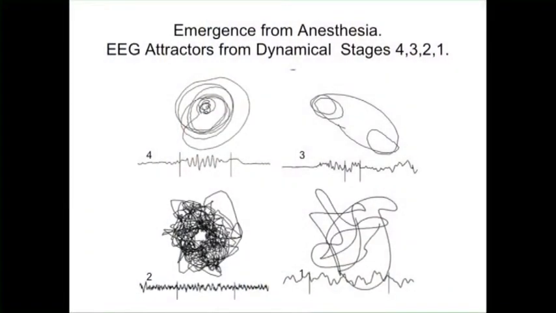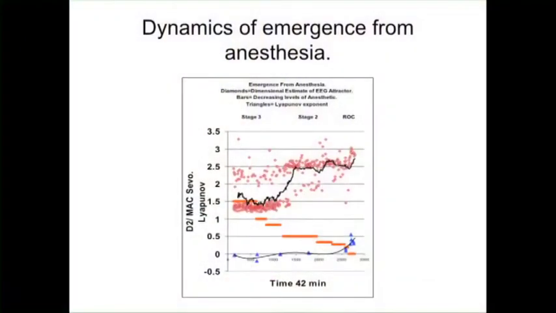Now, the transition from 3 to 2, from the periodic attractor to the toroidal attractor, we plotted it in a patient who was waking up very slowly. The little pink dots represent the attractor dimension measured every 3 seconds. The orange bars represent the level of the anesthetic in the bloodstream. And you can see that as the anesthetic diminishes gradually, there is a sudden, nonlinear, big increase from 1.5 periodic dimension to 2.5 dimensions, which is the toroidal attractor.